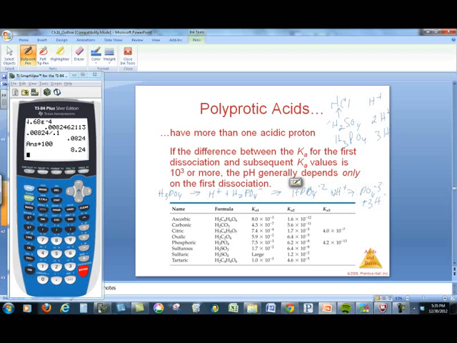So when it says the first dissociation, that means losing the first hydrogen. The second dissociation is when it loses the second hydrogen, and the third is when it loses the third. What it's saying is that the difference between the Ka for the first hydrogen and subsequent Ka values is 10 to the third or more. The pH generally depends only on the first dissociation. So most of the dissociation will occur here, and very little comes off on the second or the third. Okay? And here are the comparisons that we look at: this is the first, and this is the second. So let's take a look at how we'd use this.